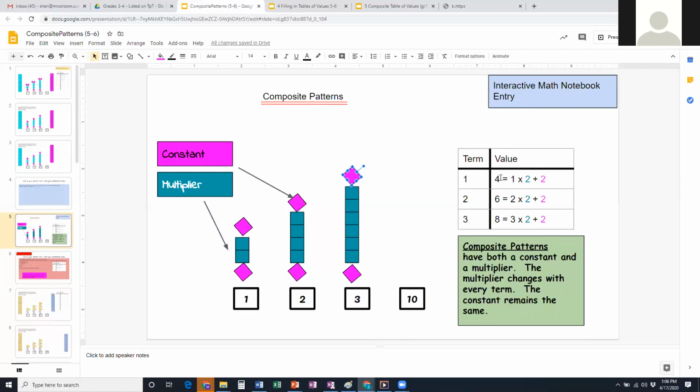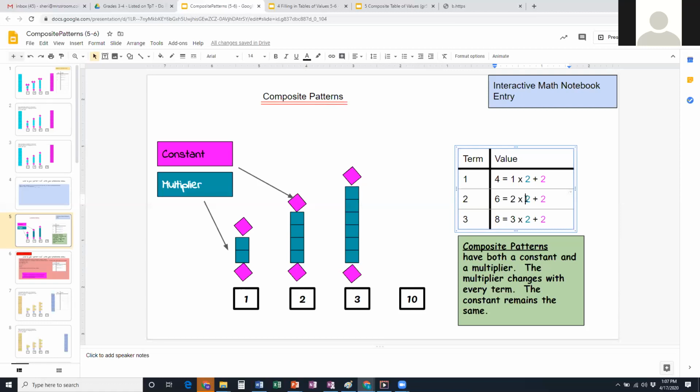And if you look at our term and value chart, you're going to find that things are broken down just a little bit differently. So for example, term number 1, yes, it has 4 tiles, but I would encourage you to break it down even further. I've color-coded my answers. So you can tell that the 2, 1 times 2, represents the 2 tiles that are here. The next one represents the 4 tiles that are in the teal section.